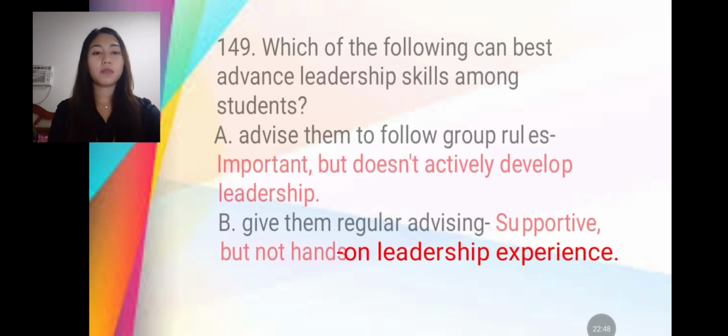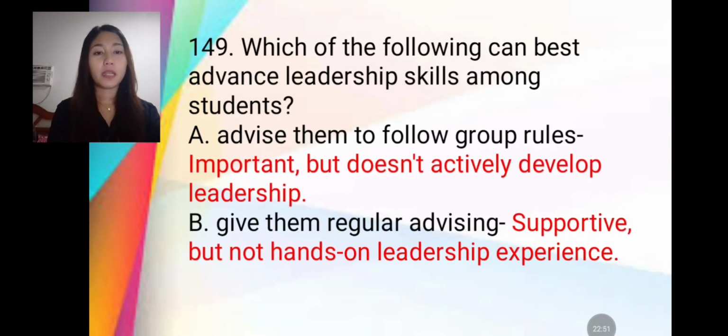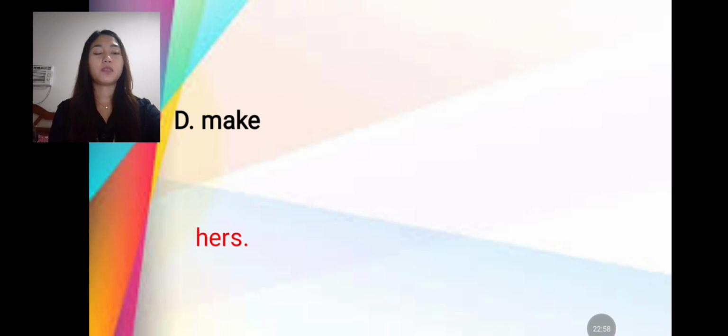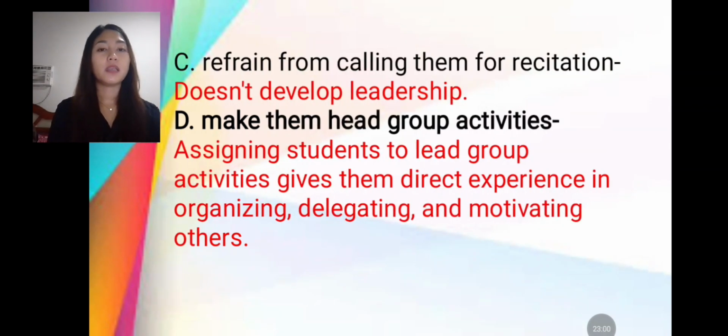So why not A, B, C? Because letter A, important but doesn't actively develop leadership. Letter B, supportive but not hands-on leadership experience. While letter C, refrain from calling them for recitation doesn't develop leadership. So the answer is letter D. Assigning students to lead group activities gives them direct experience in organizing, delegating, and motivating others.